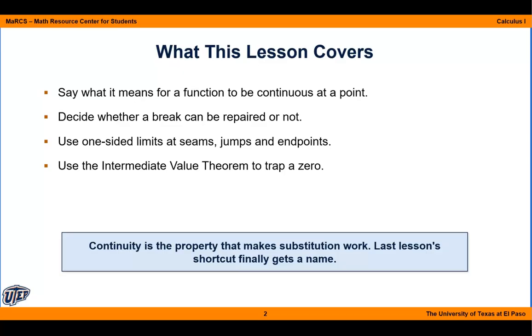We will then use one-sided limits to analyze functions at seams, jumps, and endpoints. Finally, we will use the intermediate value theorem to guarantee that a continuous function reaches particular values, including a value of 0. Continuity is the property that makes substitution work. The shortcut we used in the previous lesson now receives a precise name.